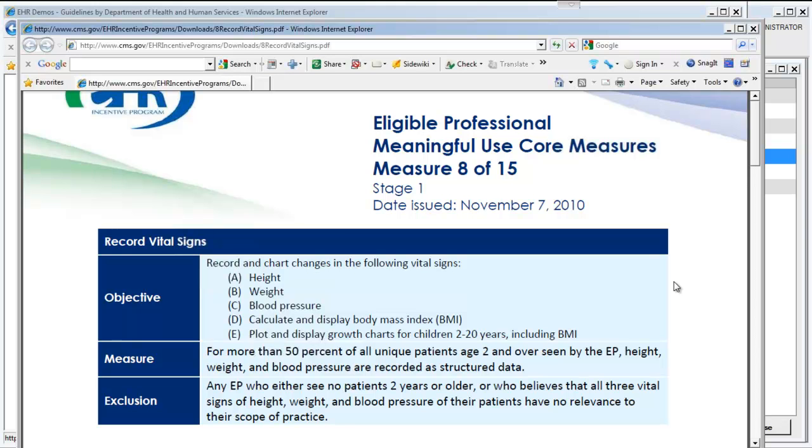The exclusion here is for any eligible provider that does not see patients 2 years or older, or who believes that all 3 vital signs, height, weight, and blood pressure of their patients have no relevance to their scope of practice. So, for example, if there is a pediatric specialist that does not document blood pressure for patients or height and weight, then this would not be required.